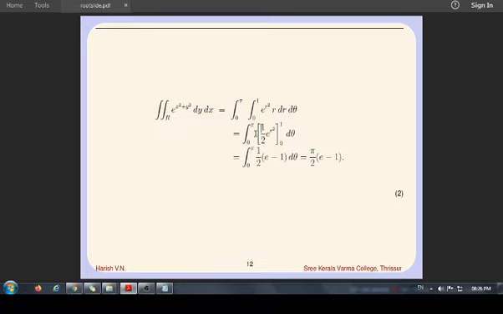And you integrate with respect to r first. Substitute the limits for r, thinking of theta as a constant. Then that expression you integrate with respect to theta from 0 to pi, and you will get the answer pi by 2 into e minus 1.